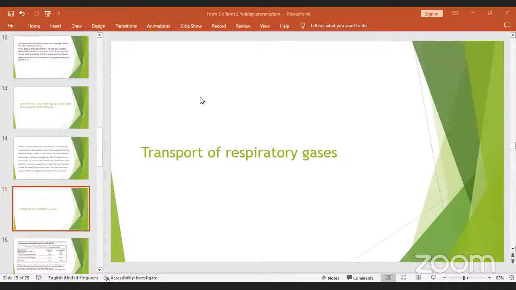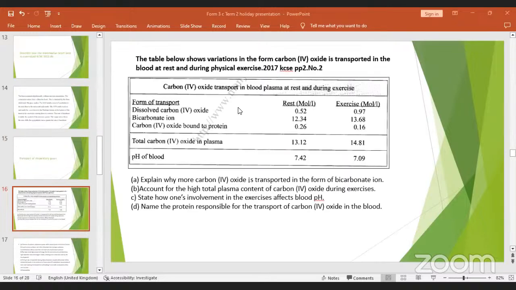Now, the transportation of oxygen is easier. I'm not going to touch that one. What gives us problems is the transport of carbon dioxide. This can be set in two ways. It can be set in paper 1 or paper 2 as a structured question like this one, or it can be set as an essay. Now, this question here was in 2017, paper 2, question number 2.